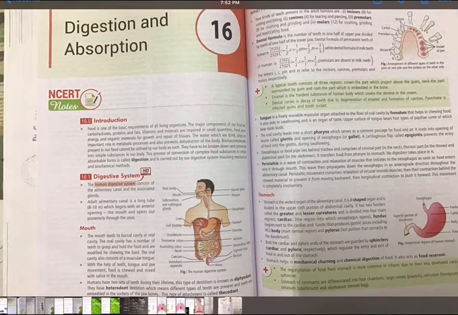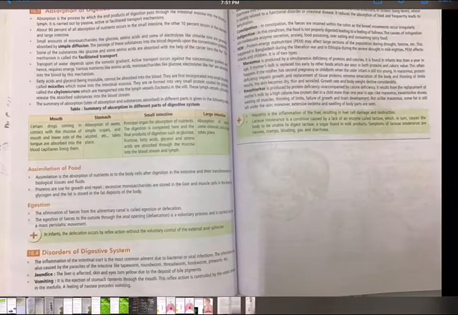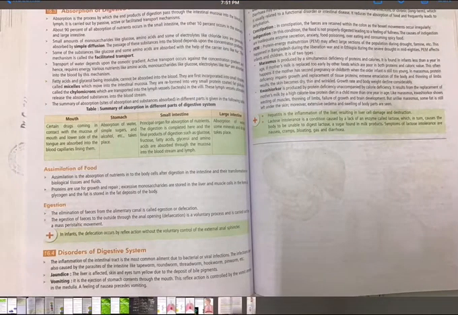And both the cardiac and pyloric ends of the stomach are guarded by sphincter muscles. There is a special muscle called the sphincter muscle, and these regulate the entry and exit of food in and out of the stomach. So these things you must remember. And then we go straight to disorders of the digestive system.